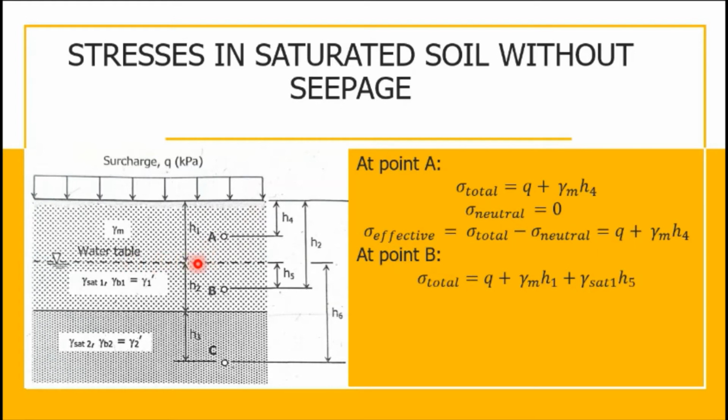So, hanggang dito pa lang yung stress ha. Tapos, para makuha natin yung stress hanggang point B, we have to get the unit weight of the soil. At this point, the unit weight of the soil is already saturated because it is below the water table. So we are to use the saturated unit weight sub 1, that is equal to that.